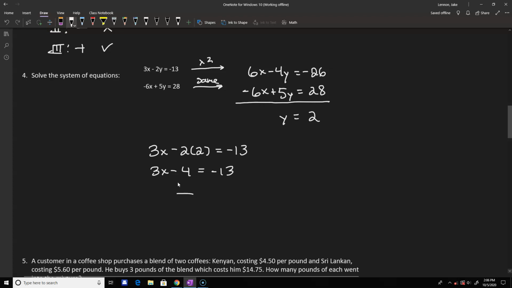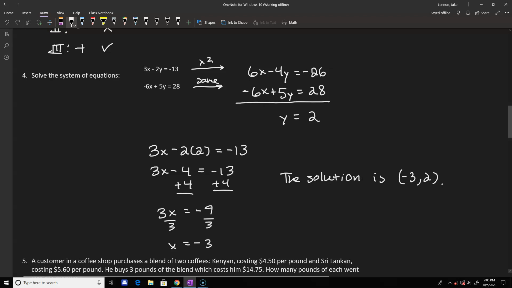Then we add 4, so we have 3x equals negative 9. When we divide by 3, we get x equals minus 3. So the solution here is the ordered pair negative 3, 2. That is the answer there.